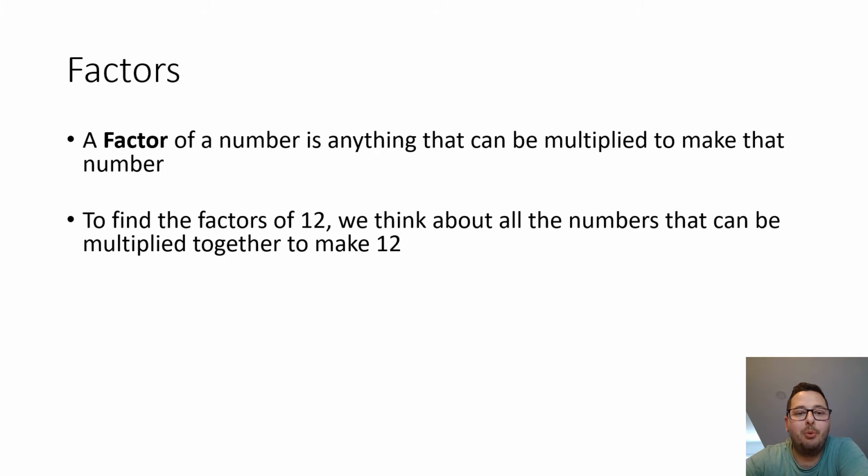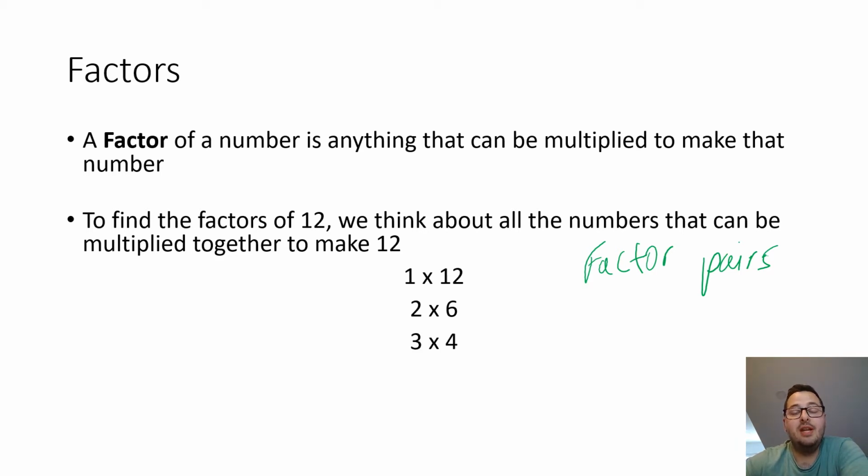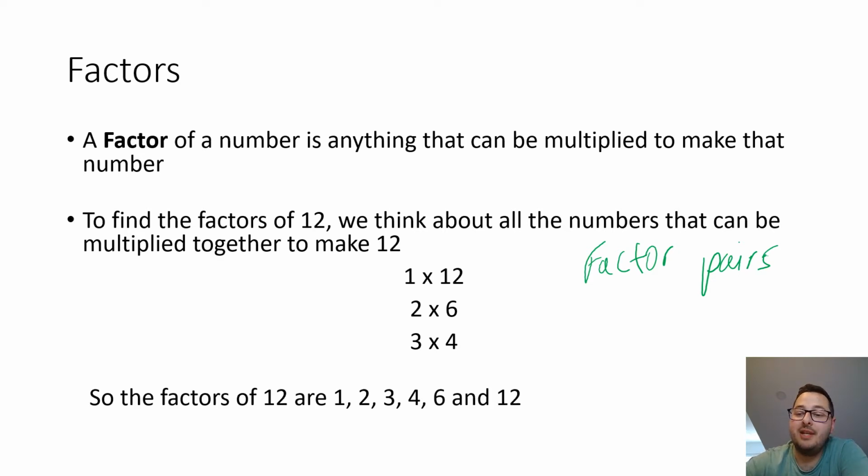Okay, so for example, we'll think about the factors of 12. To find the factors of 12, we just want to think about all the numbers that can be multiplied together to make 12. So here we've got 1 times 12, and they come in what are called factor pairs, so pairs of numbers that times together. We've got 1 times 12, another pair of numbers that times to make 12 would be 2 times 6. And I think there's one more, which is 3 times 4. So those are all of my factor pairs, and we just write them in a list. So the factors of 12 are 1, 2, 3, 4, 6, and 12.